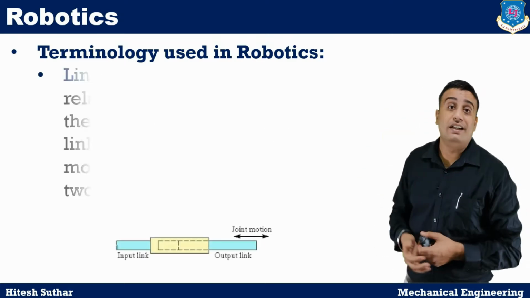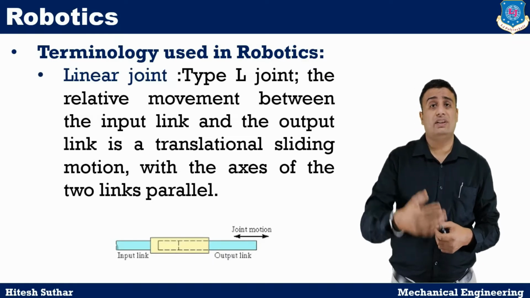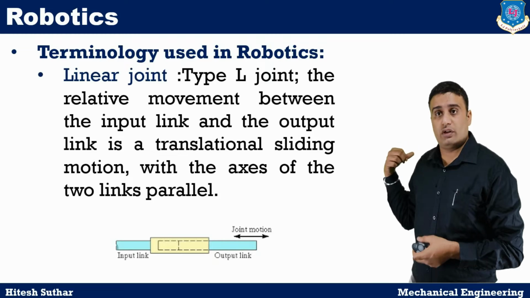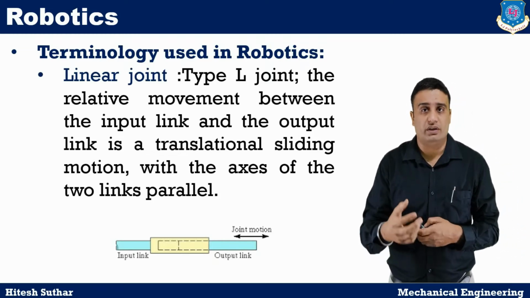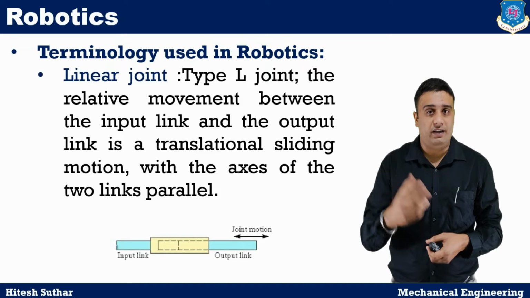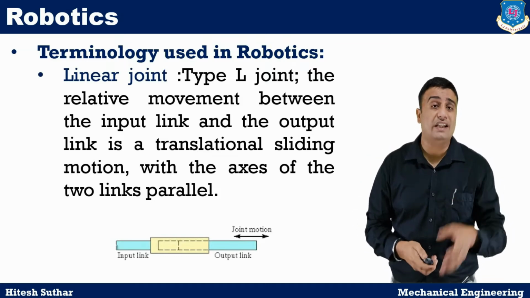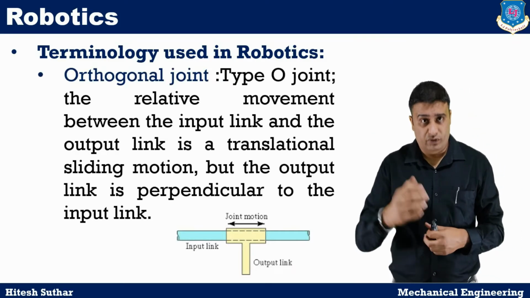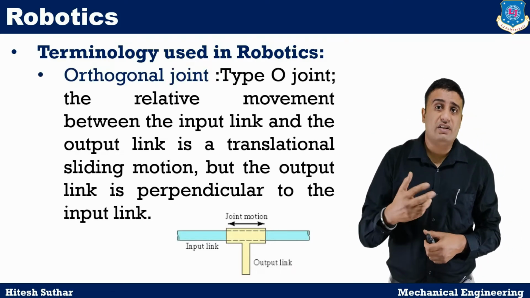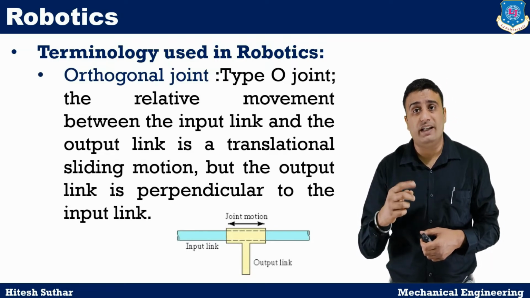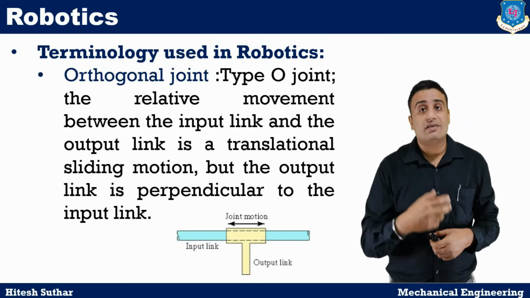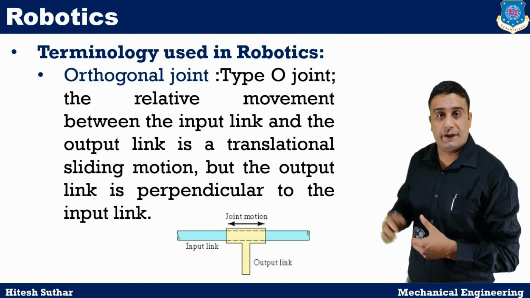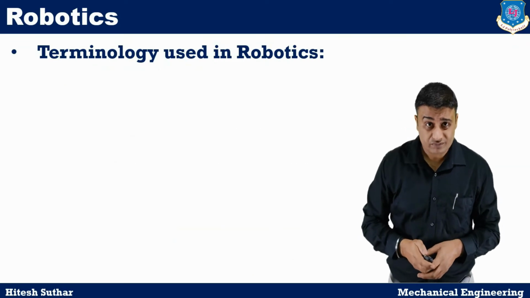Number one, as we see here, there is a linear joint, also known as a type L joint. The relative movement between the input link and the output link is a translational sliding motion with the axes of the two links parallel, as we show in the figure here. This is known as a linear joint. Moving on to the next, this is the orthogonal joint, also known as a type O joint, in which the relative movement between the input link and the output link is a translational sliding motion, but the output link is perpendicular to the input link.